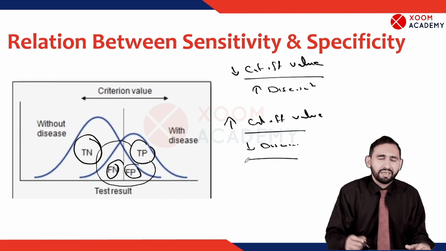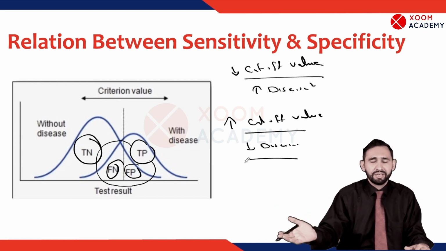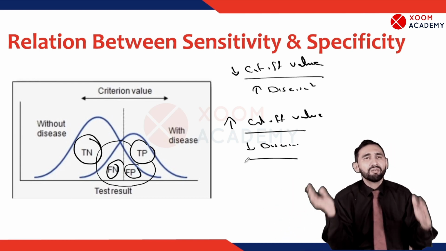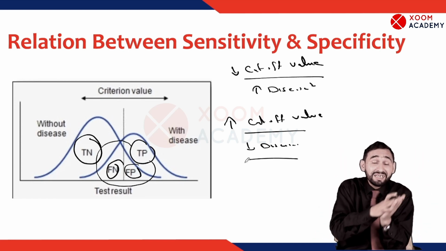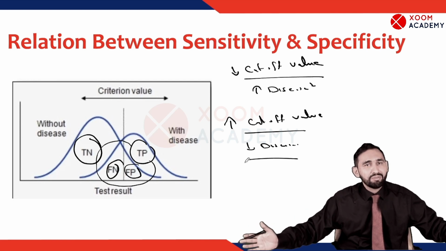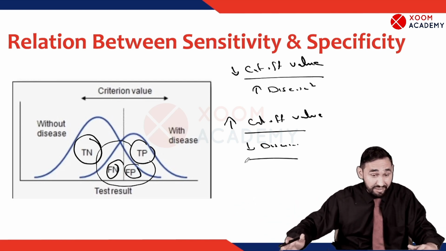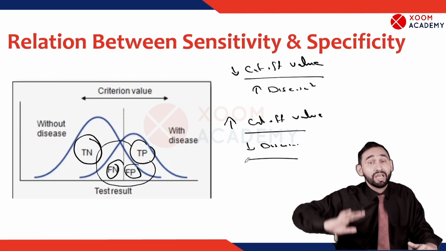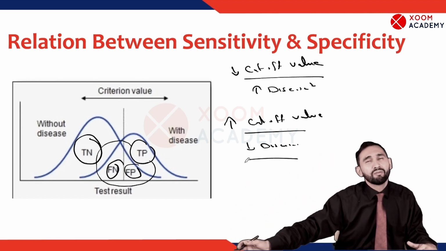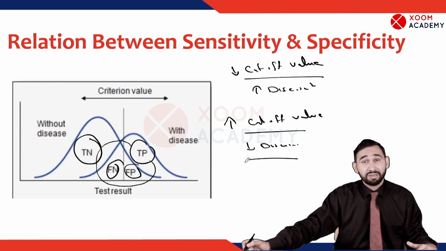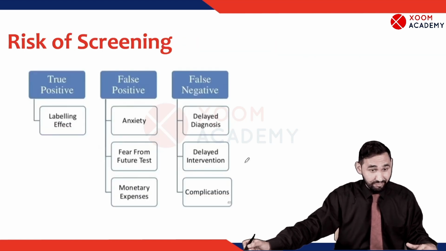Like in case of diabetes, if we decrease the cutoff value to 180, the number of diabetic people will increase. But if we increase the cutoff value to 240, the number of diabetic people will automatically decrease. So it depends on the cutoff value. We have to set a certain cutoff value. Like for hemoglobin, the usual cutoff value is 12, but for the developing world, we take it as 10.